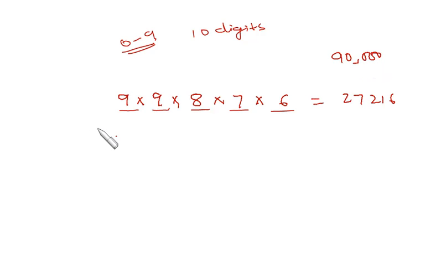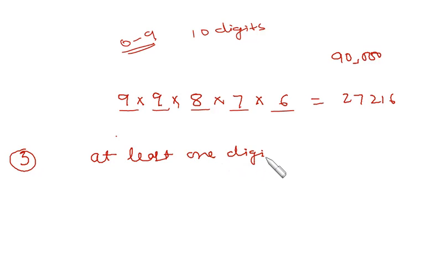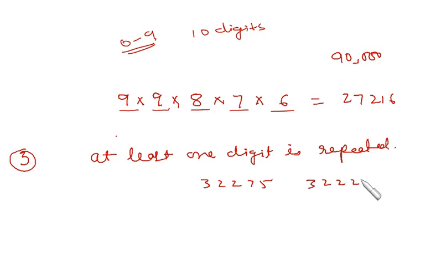So I asked you two questions. Now the third question is, how many 5-digit numbers are there when at least one digit is repeated? At least one digit, right? We do not want each and every digit to be unique. So at least one digit is repeated, right? Now, how do we calculate that? There are various options: 32275 is applicable, 3222 is applicable. So a good number of numbers are there. So we cannot calculate them manually.